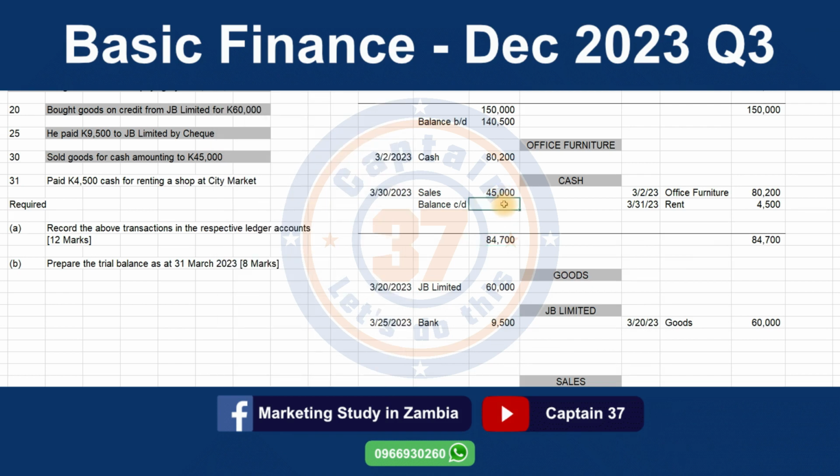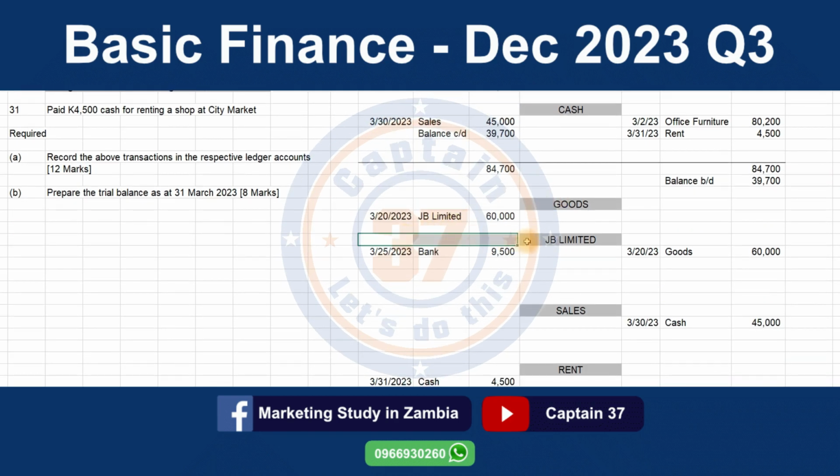So this is what's going to be written here, 39,700. Now you see, this balance is on the left. We need to carry it down, bring it down to the next month. And when that happens, it's going to be on the right side because it's on the left here. So we're going to clearly indicate that this is the balance brought down of how much? The balance brought down of 39,700. Great.